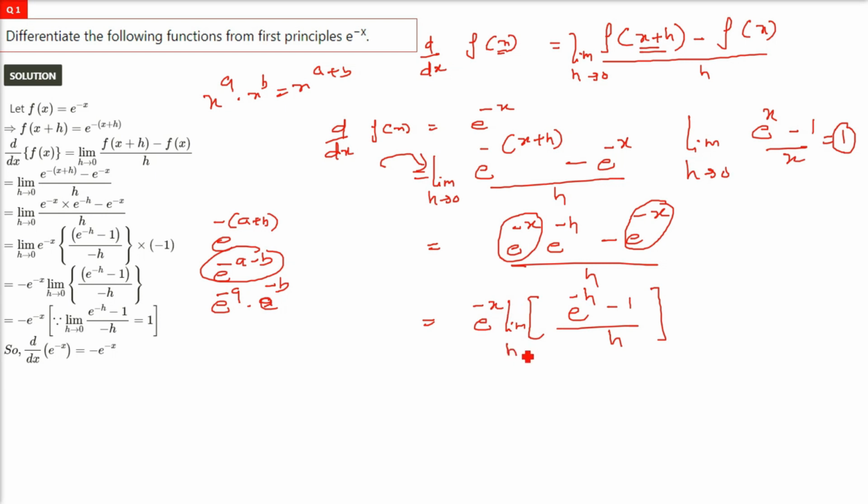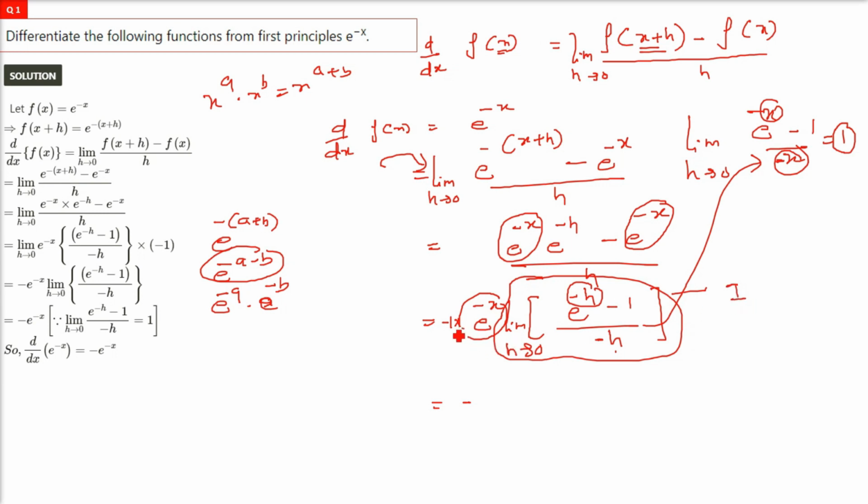When you apply the limit h tends to 0, the limit will be applied only where h is there. e raised to the power minus x you can take common, because x with respect to h is a constant. Here you have a minus h in the numerator, so you have to have a negative h in the denominator as well. Because you have introduced a negative, the negative will come outside. Now from this step to this, you will use the relationship e raised to the power x minus 1 by x equals 1, limit h tends to 0. So only minus e raised to the power minus x will remain. And this is the differentiation.